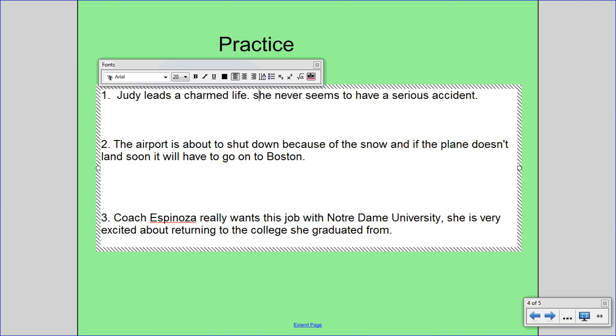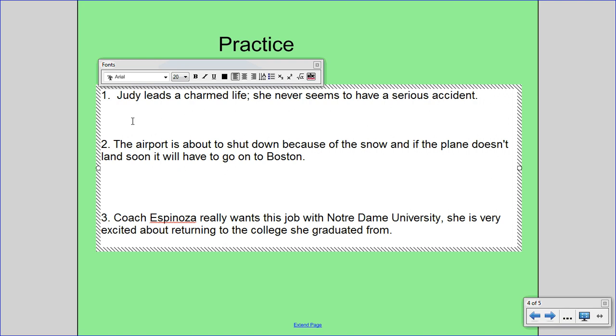You could add a period and capitalize the S, so it's: Judy leads a charmed life. She never seems to have a serious accident. Or we could put a semicolon: Judy leads a charmed life; she never seems to have a serious accident. Now, personally, I would use the semicolon. However, in this case, really all three options work. I would argue that the fluency of the comma and the "and" is probably not as high as the semicolon and the period option, but all three would work.